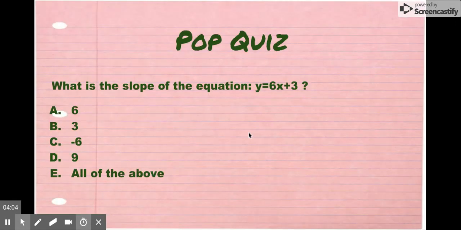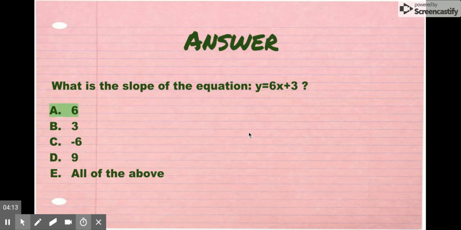So what is the slope of the equation y equals 6x plus 3? Your answer should be A. It should be 6 because 6 is the number that's being multiplied with x.